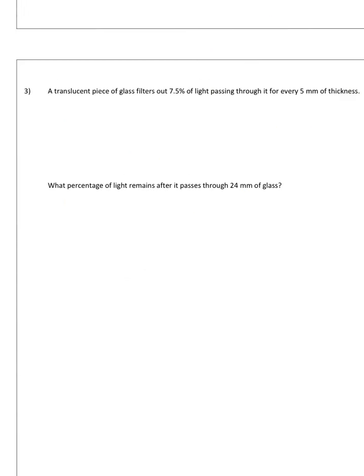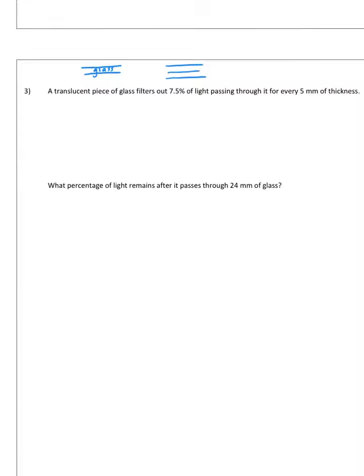In question 3, we are told that there is a translucent piece of glass that filters out 7.5% of light that passes through it for every 5 millimeters of thickness. So I just drew a little diagram to help you understand what this question is saying. But basically, you have a piece of glass. So I've drawn that here. And let's just say that that's a 5 millimeter thickness.